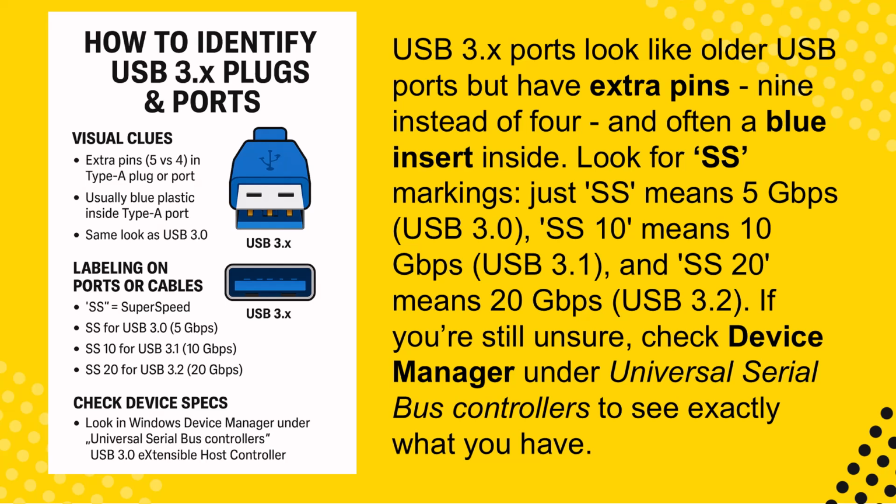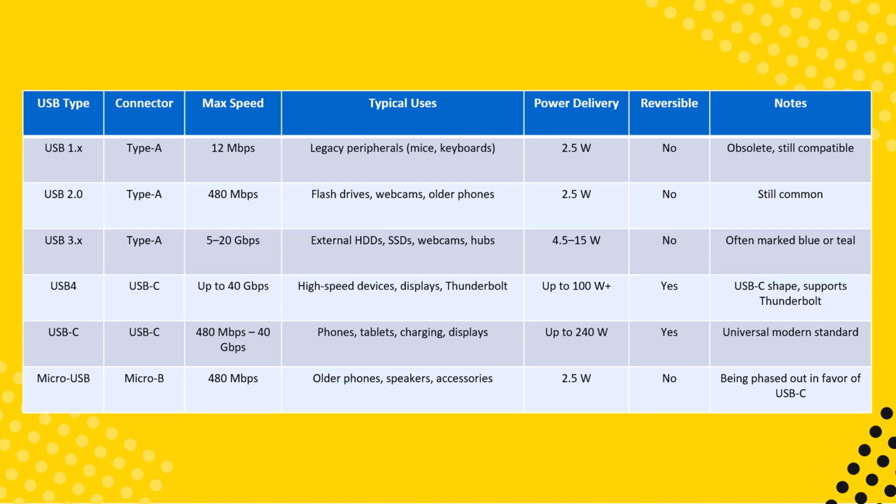Finally, if you're unsure, check your computer's device manager. Under Universal Serial Bus Controllers, you can see whether your system has USB 3.0, 3.1, or 3.2 host controllers, which confirm the speed capabilities of your ports. So, between looking at the pins, color, labeling, and system specs, you can figure out exactly what type of USB 3X you're dealing with.